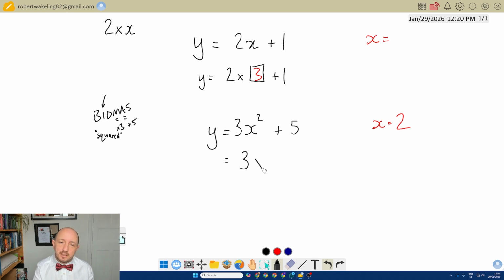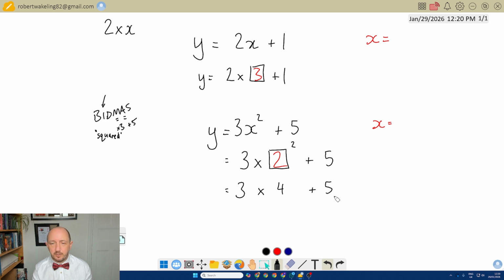But I like this idea of filling in the box, because we can just replace the x with a 2. And because of BIDMAS, we're doing 2 squared first. 2 times 2 is 4, so that becomes a 4. And then the plus 5, we haven't done anything with that yet. Now we can do the times 3. 3 times 4 is 12. And then 12 plus 5, finally, we can do 17.